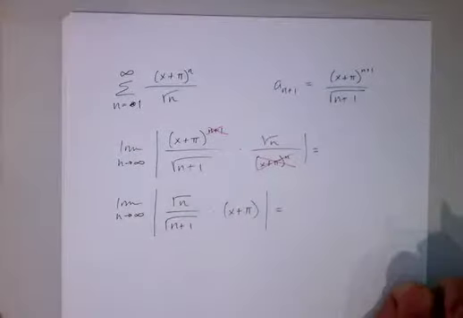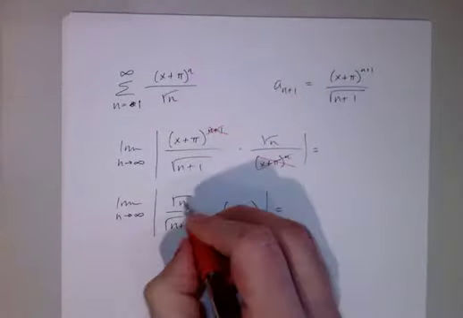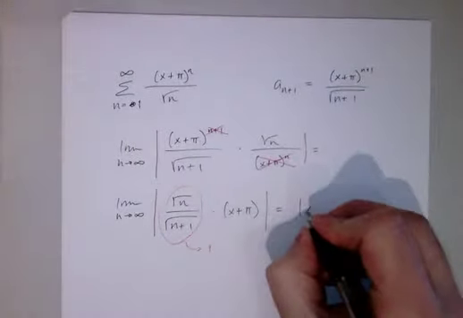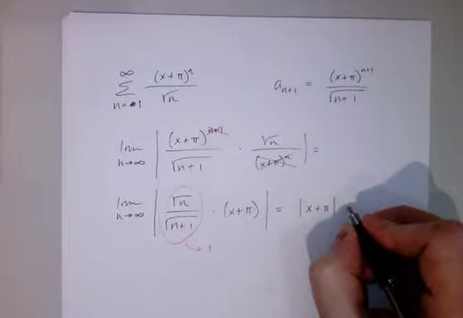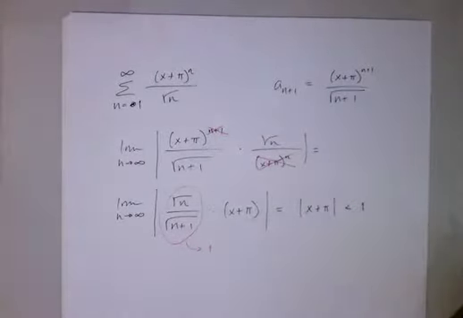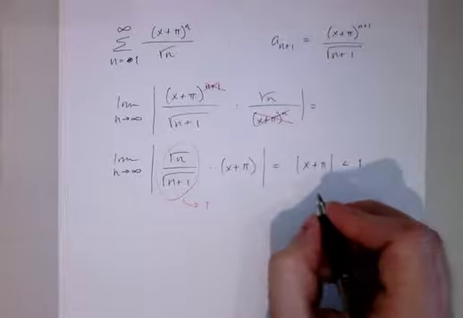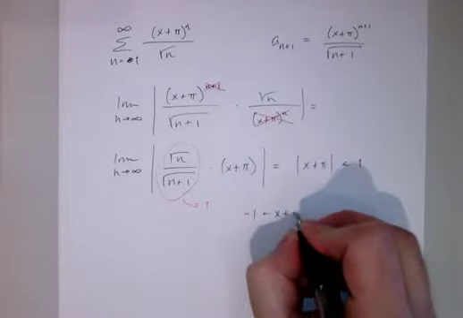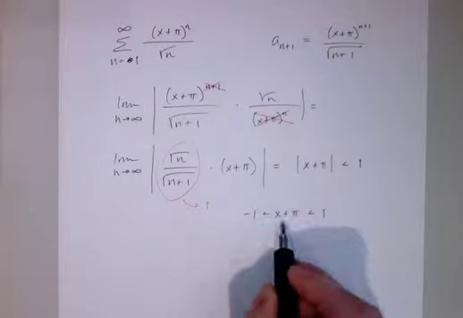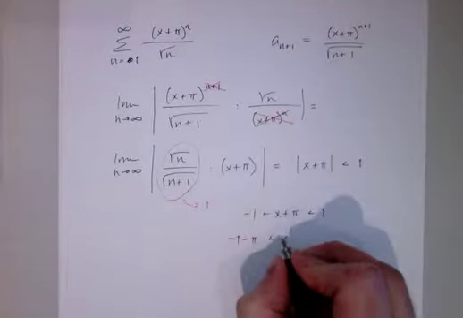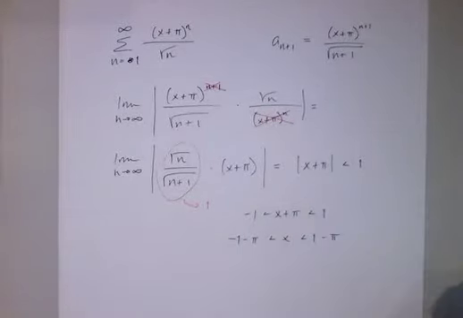And when I take the limit as n approaches infinity, this ratio right here goes to 1. And what I'm left with is the absolute value of x plus pi, and I need to know when that is less than 1. Well, that's not really that difficult to figure out. That's going to be less than 1 when x plus pi is between negative 1 and 1. Or x is between negative 1 minus pi and 1 minus pi. Well, unfortunately, I now have to check my endpoints, okay?